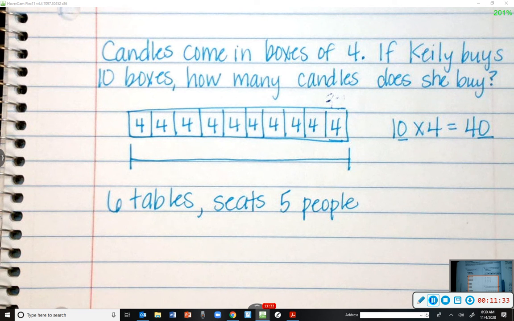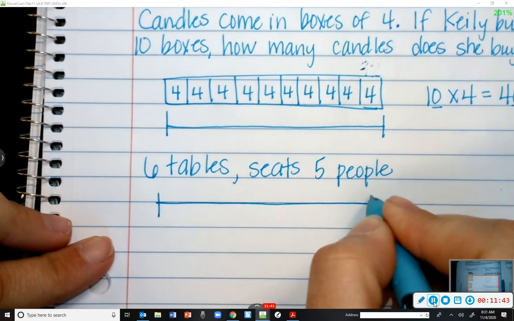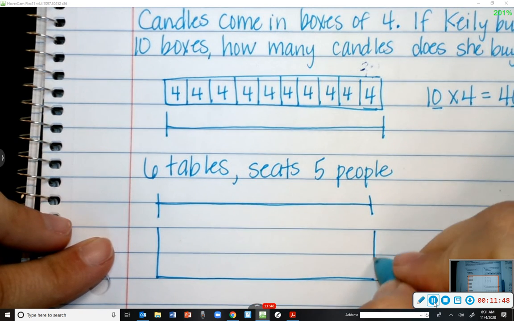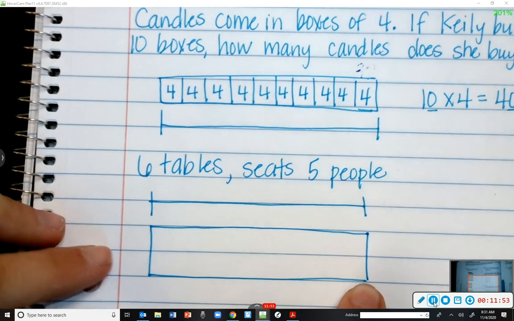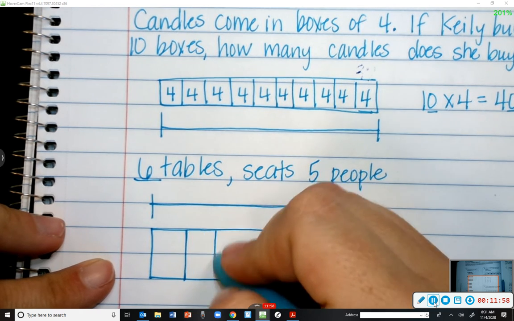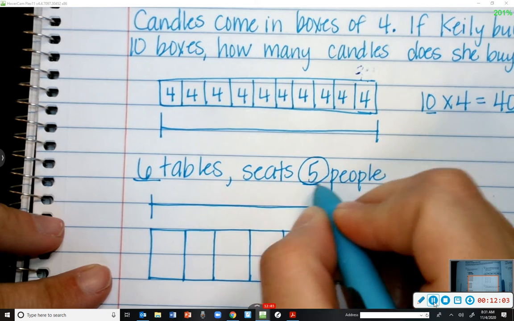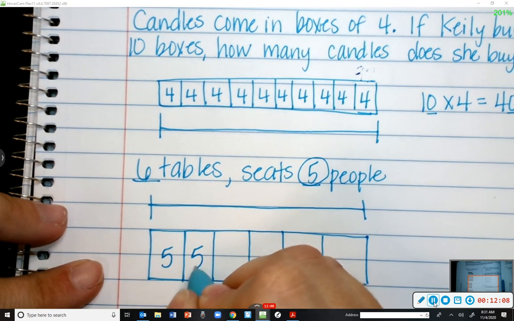Okay, how many boxes should we have for this strip diagram? We should have 6. 6 boxes, and this time I'm going to draw the whole going across the top. I draw my strip, matches the whole, and now I need to take this strip and break it up into 6 boxes because there are 6 tables at your groups. And there are 5 people at each table, so that means 5 goes in each box.